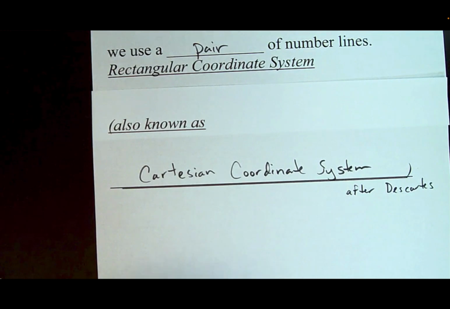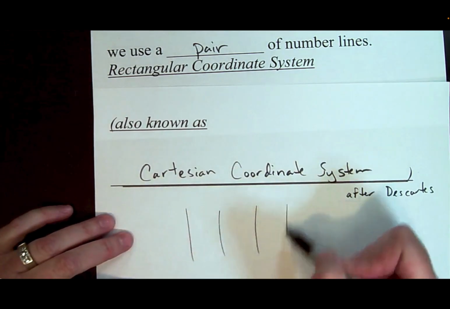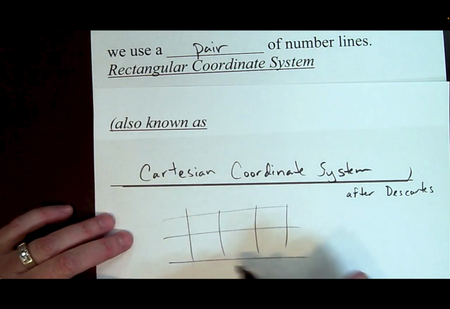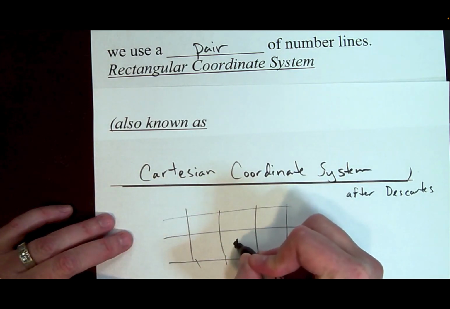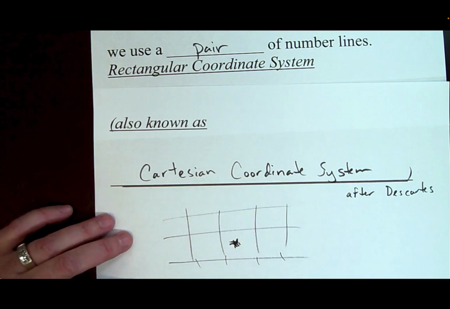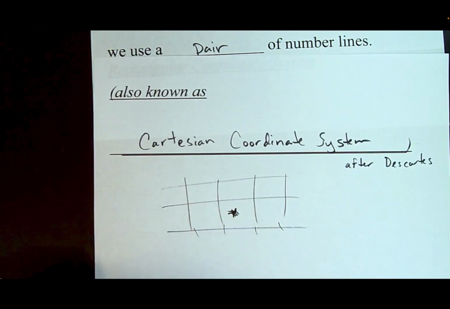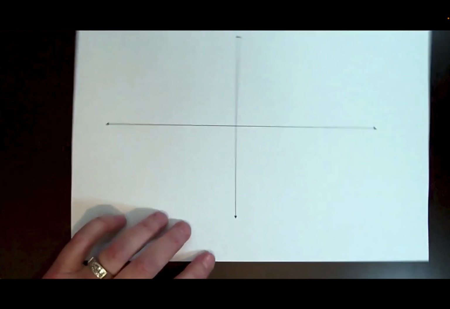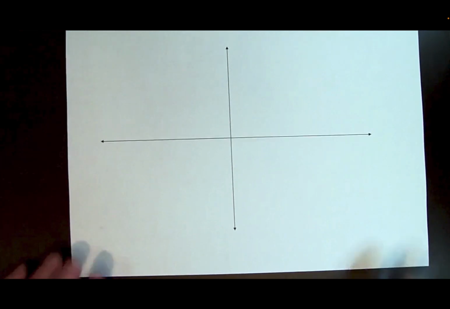So the story is that he was lying in bed looking up at his ceiling, which apparently was a tile ceiling, and he was watching flies crawl across it, okay? And so he came up with this way of describing the position of the fly. That's the story anyway.